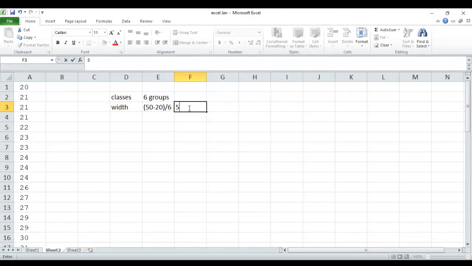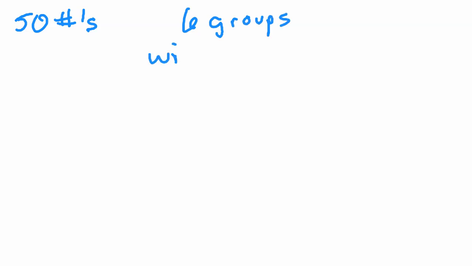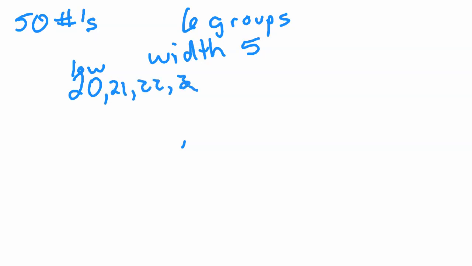Okay, so here's kind of the tricky part. The book is kind of hard to read here, so I'm going to go back to my whiteboard. In my example, we have 50 numbers, 6 groups, and the width was 5. You start with your low number, which was 20, and you're going to have 5 numbers in the first group. So the first group starts with the low number, and then it counts 5 numbers: 20, 21, 22, 23, 24. So our first group is 20 to 24.